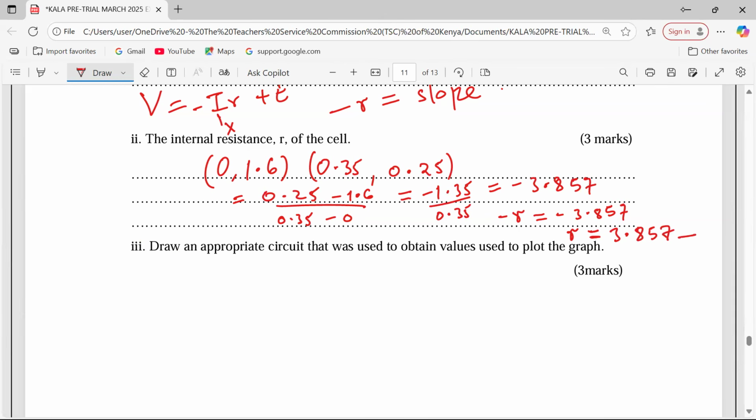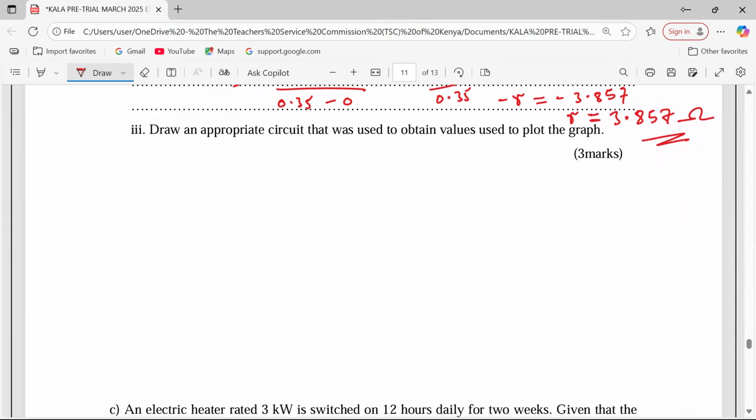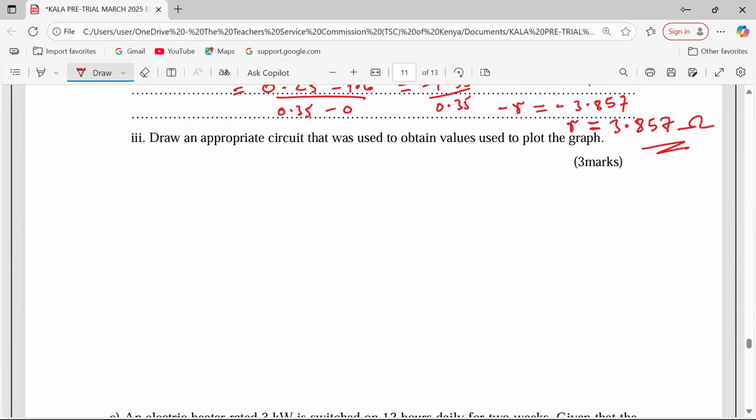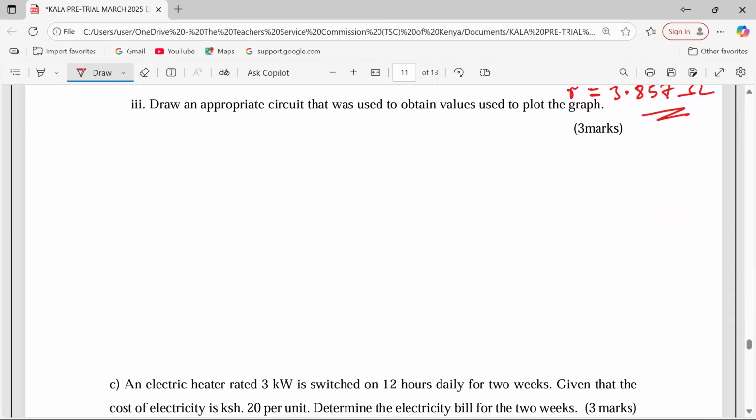Because it is resistance, then it shall be in ohms. Just like any other resistance, it is in ohms. So that's how we work it out. At this number, okay, we are winding up, ladies and gentlemen. Don't worry, we are almost done.